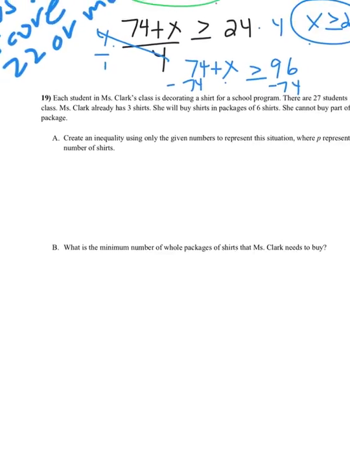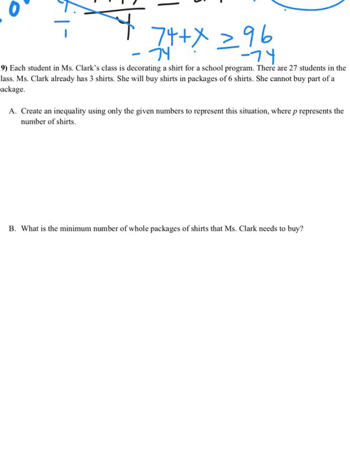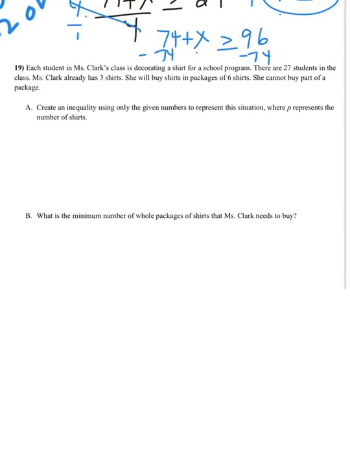Okay, each student in Mrs. Clark's class is decorating a shirt for a school program. There are 27 students in the class. Mrs. Clark already has 3 shirts. She will buy shirts in packages of 6. She cannot buy part of a package. Create an inequality using only the given numbers to represent the situation where P represents the number of shirts.